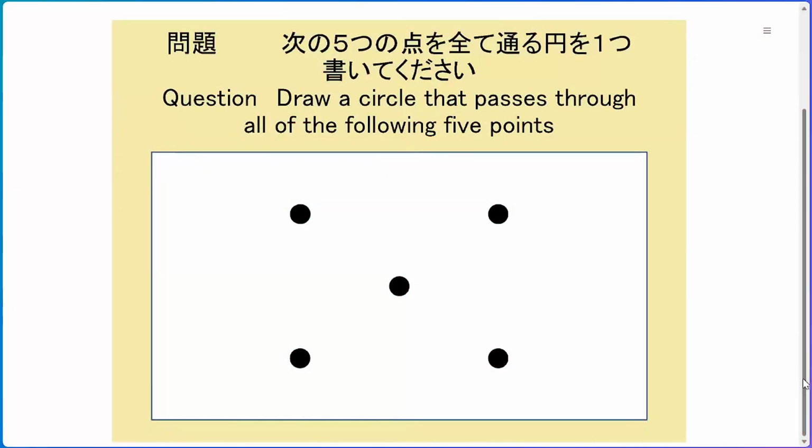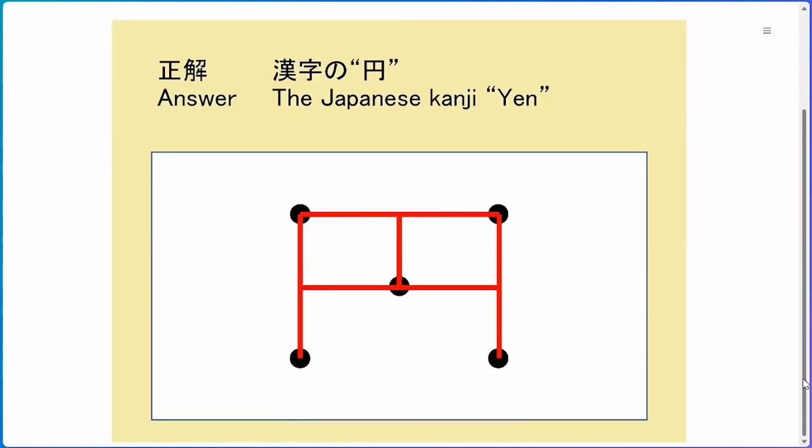In Japan, the usual response is to draw the kanji character n like this. A linguistic joke rather than a geometric answer. Let's push beyond the joke.